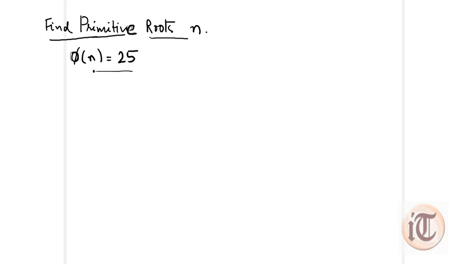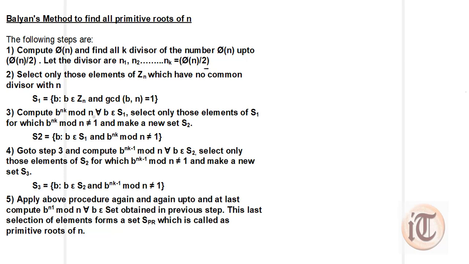So these are all the steps for the method, and now we are going to calculate all the primitive roots of the number n equals 25 here. Okay, so the first step is that we have to calculate phi of n. So I have to calculate phi of 25. According to the short trick method, phi is the Euler totient function.